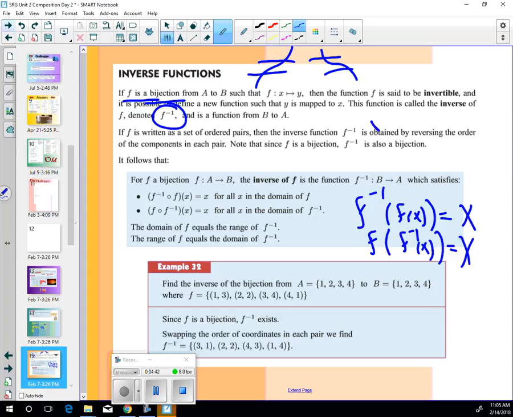x. Does that work with square root of x and x squared? Is the square root of x squared x? Is x squared square root x? Yep, works perfect.